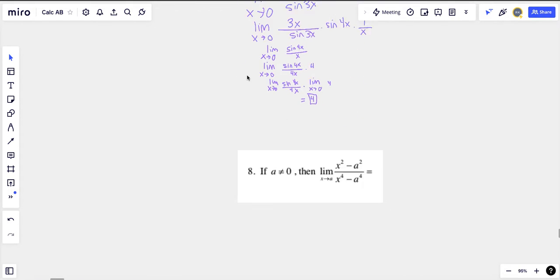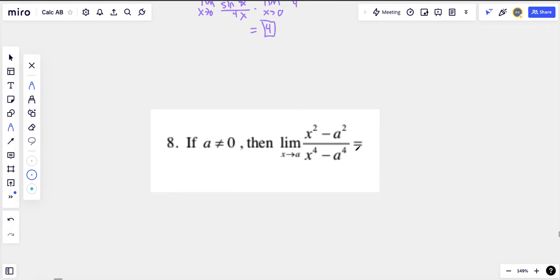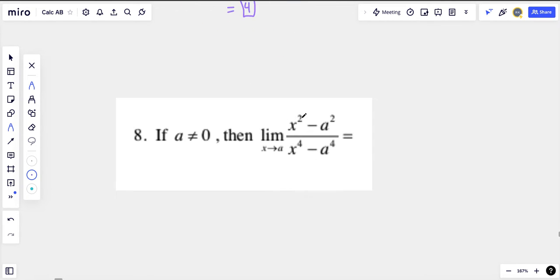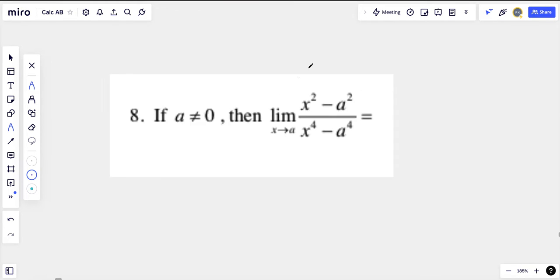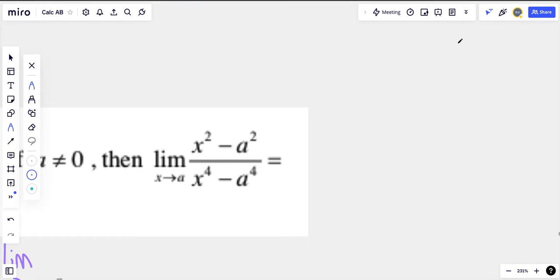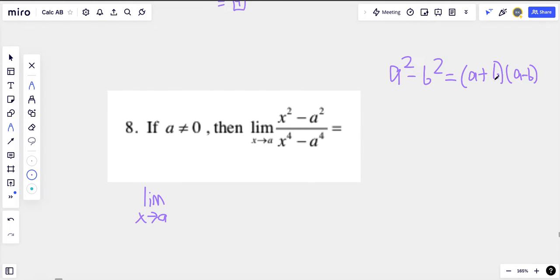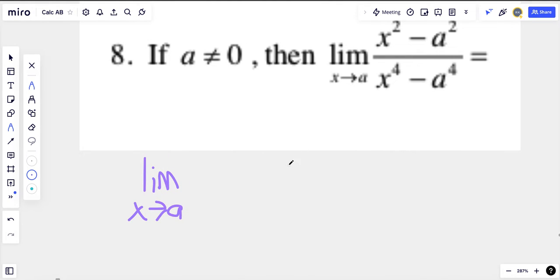So for this one, it might seem a little bit intimidating, but whenever you see this, just remember that factoring is your friend for these questions. So just see what you can do with factoring. If we try factoring, the reason we can use factoring is we have a difference of squares. When you have a difference of squares like this, a squared minus b squared, this is just equal to a plus b times a minus b.